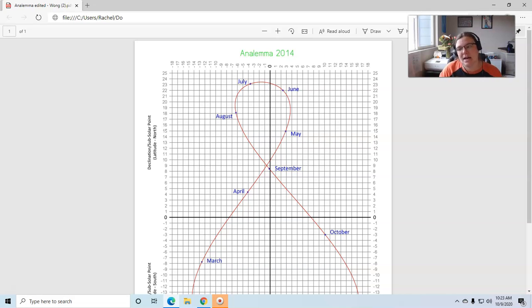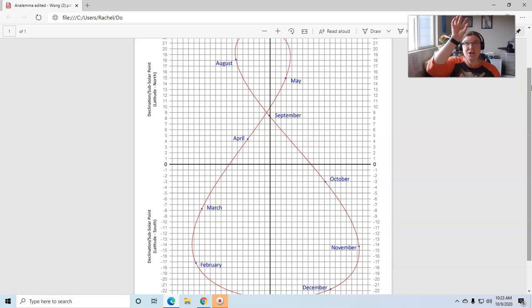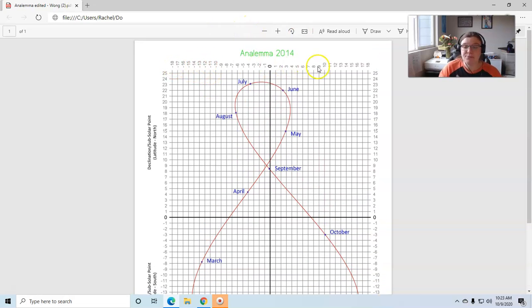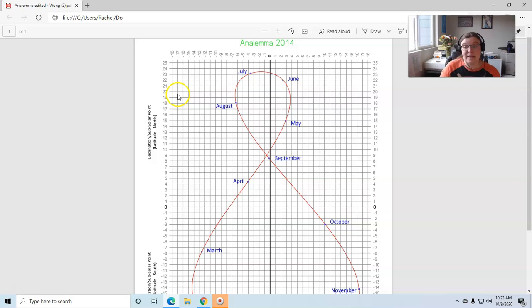So what the Analemma does, if you were to set up a camera and take a picture of the sun in the sky at noon every day for a year, it would make this kind of shape, except sideways, but you get the idea. You can ignore the numbers here on the top. We're not going to worry about those. And you can ignore the numbers on the bottom. What we're going to look at is the numbers on the side, and this stands for the latitude. So this point here is 0, so that's going to be our equator.